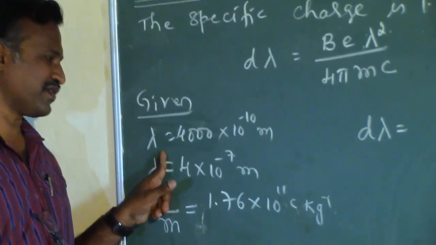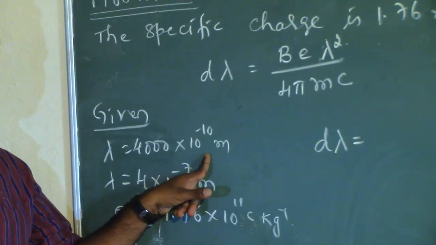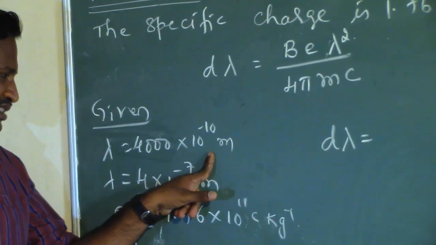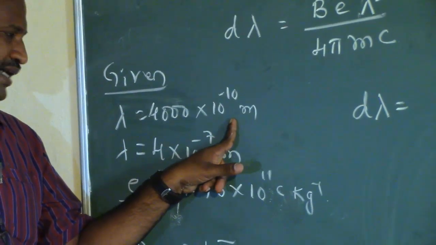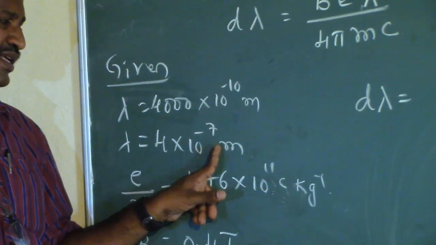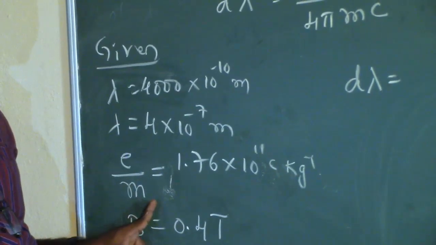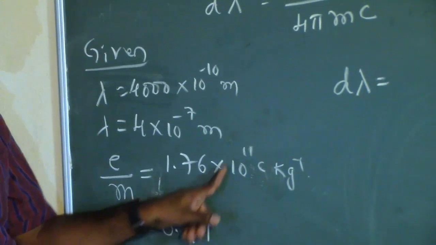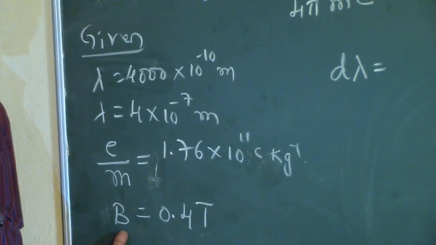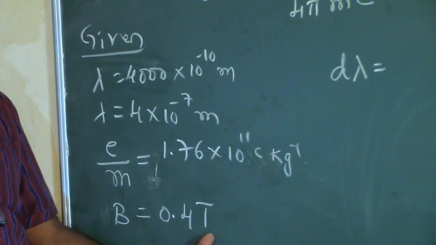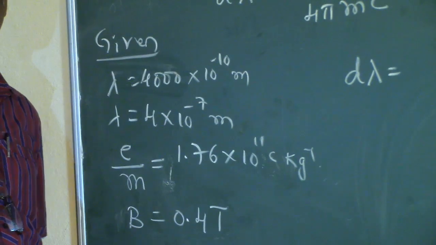The given data is wavelength around 4000 angstrom. Angstrom is 10 to the power of minus 10 meter, and for simplification I will write 4000 into 10 to the power of minus 10 meter as 4 into 10 to the power of minus 7 meter. The specific charge ratio, that is e by m ratio, is given as 1.76 into 10 to the power of 11 coulomb per kg. Next, the magnetic field B is 0.4. They have given it in Weber per meter square; for simplicity I have written it as Tesla.